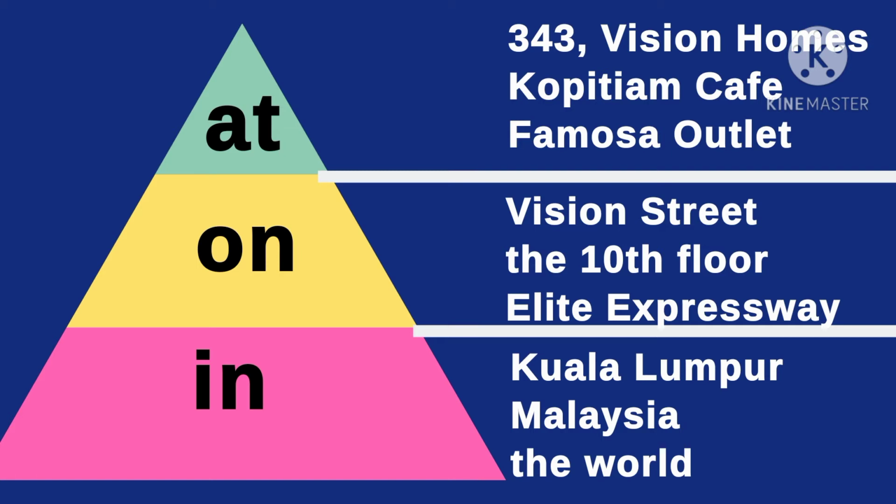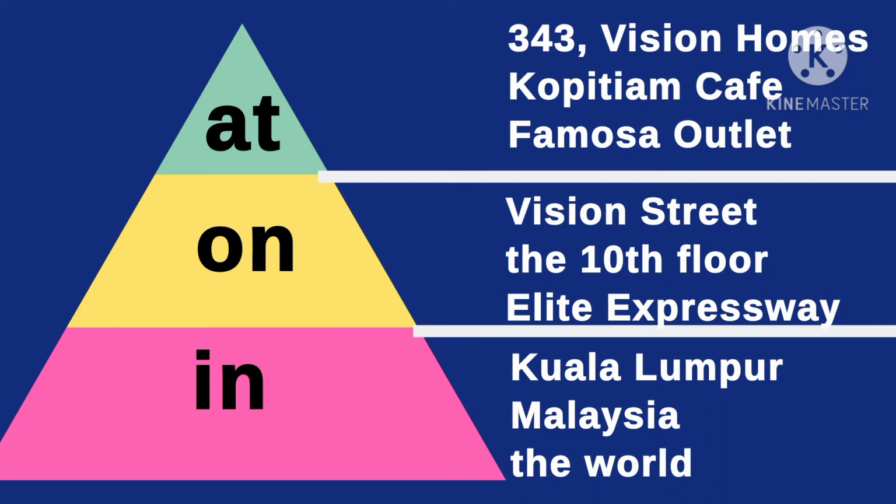Or when we are talking about the name of a cafe, at Kopitiam Cafe, we say a specific place like at Famosa Outlet. And even if it's not with a name, it could just say at the office, right? At a library, at a supermarket. You see that it's very specific. And that is why we use at in those very specific situations.